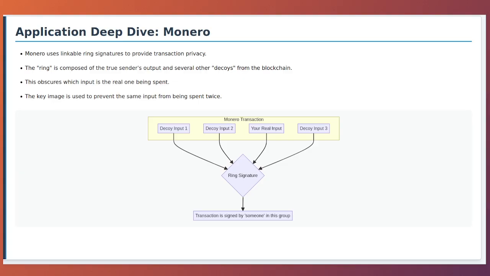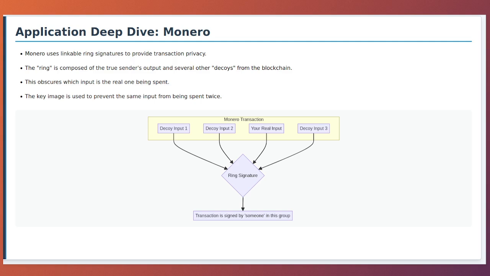When you send Monero, your wallet automatically and randomly selects a number of other recent transaction outputs from the blockchain to act as decoys. It then creates a ring signature that includes the public keys associated with these decoys alongside your own. The diagram on the slide shows this concept. Your true transaction output is hidden among a crowd of other plausible outputs.